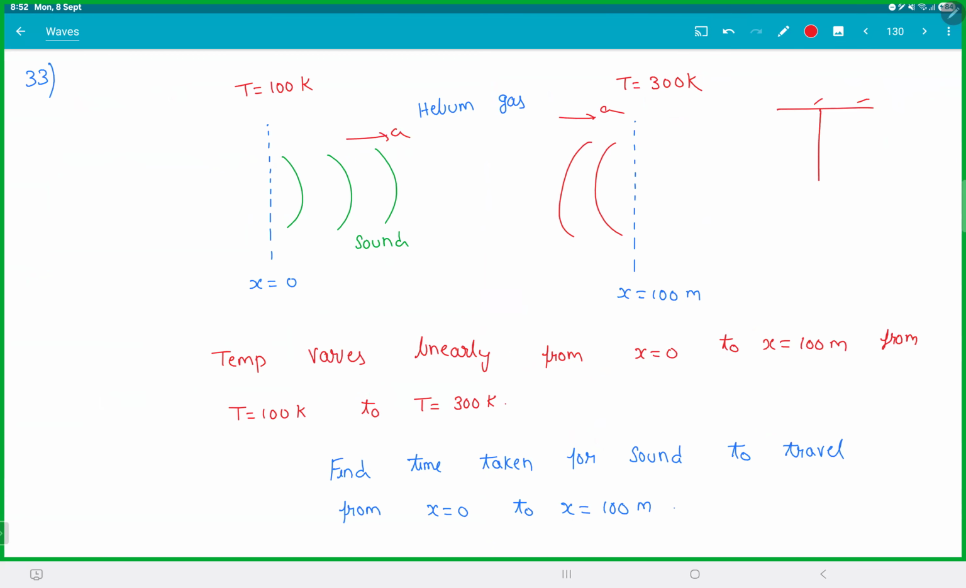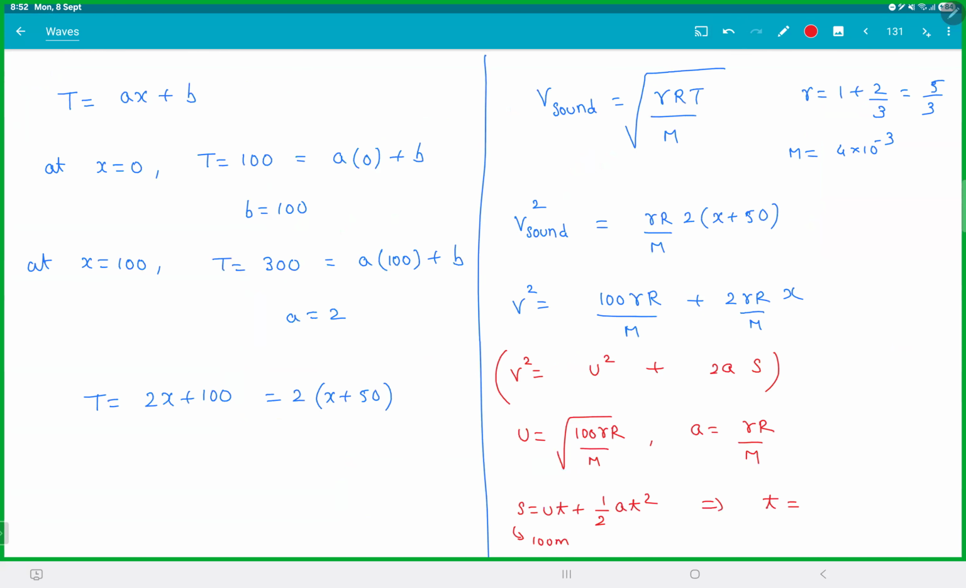This thing looks like that string question, na? String hanging from a ceiling. There also, if you observe, tension was changing linearly. So it's the same thing. We just made it for sound with the temperature. Clear with this? Any doubt on this? Great. Next one.